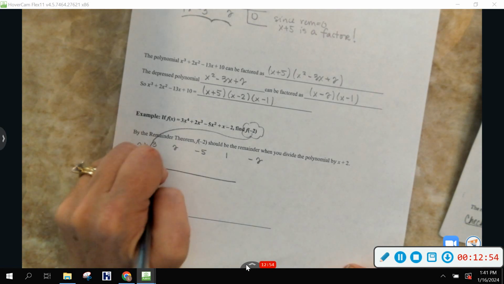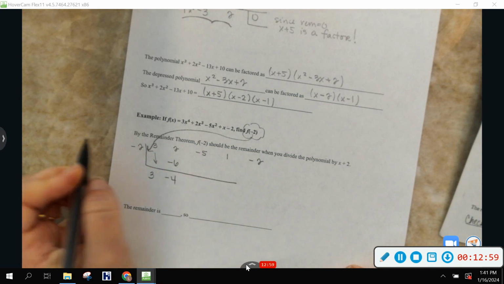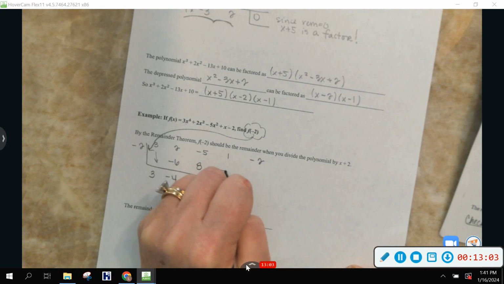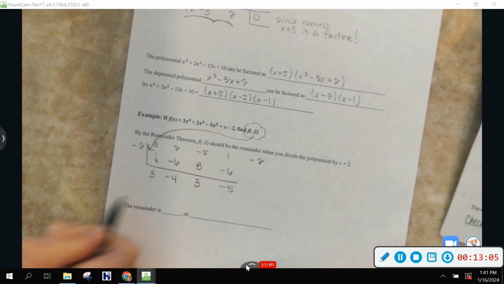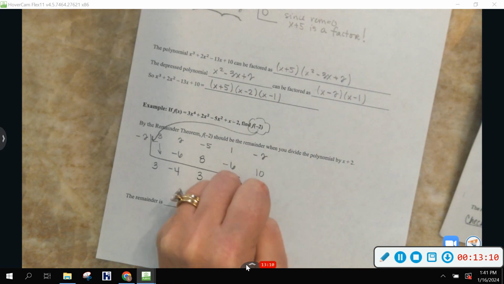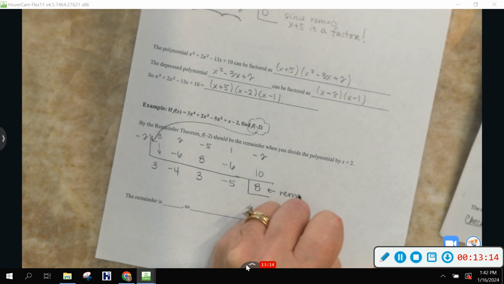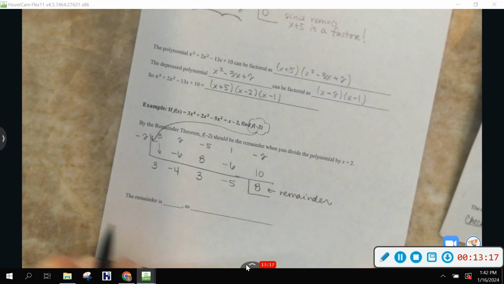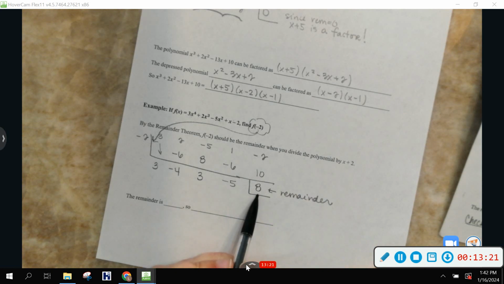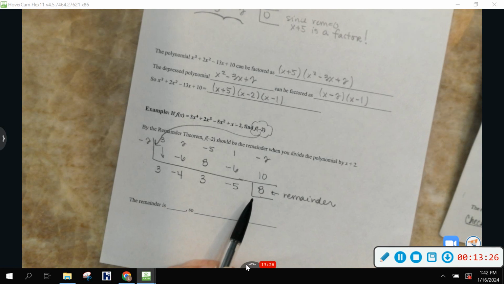Process stays the same. Drop down 3, multiply, negative 6, add, negative 4. Multiply, 8, add 3. Multiply, negative 6, add negative 5. Multiply, positive 10, add 8. Here's my remainder. It is not 0. So x plus 2 is not a factor, it does not divide evenly into this polynomial.